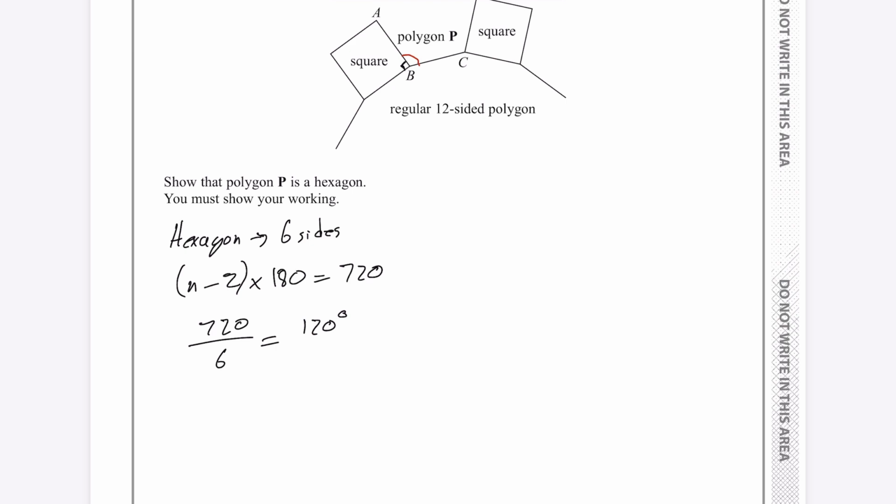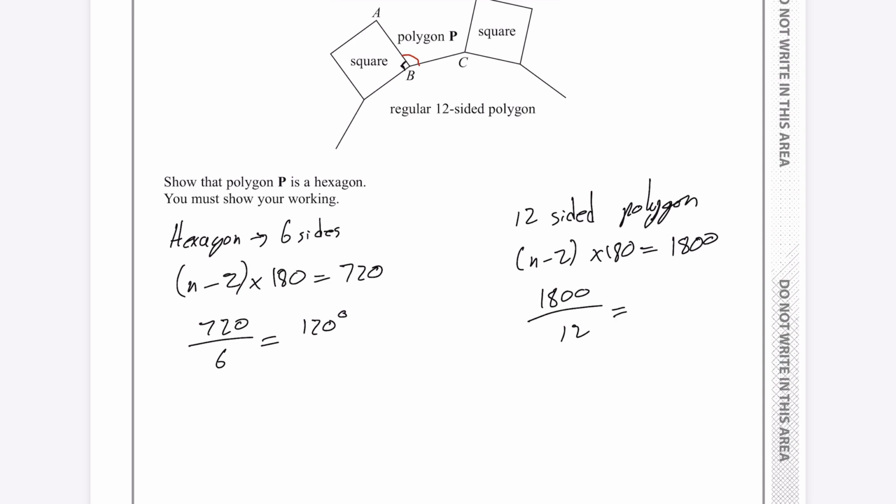And then if I come over here and I look at my 12-sided polygon, again, I can work out the interior angle of this, so that's going to be n minus 2 times 180, which will be 10 times 180, which is 1,800, and then I can divide that by the number of sides, which in this case is 12, and that gives me 150 degrees, and that looks about right because it's close to 150. So finally, I can do 90 plus 120 plus 150, which gives me 360.